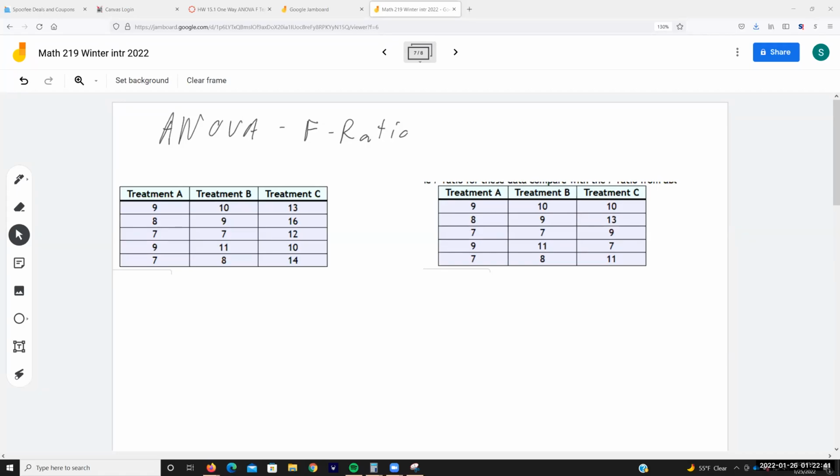So what we're doing is we're going to talk about ANOVA today. And ANOVA stands for what? You remember what it's abbreviated for? Analysis of variation. Yep, analysis of variance or variation. So what we're doing is we're analyzing how things vary from one another.